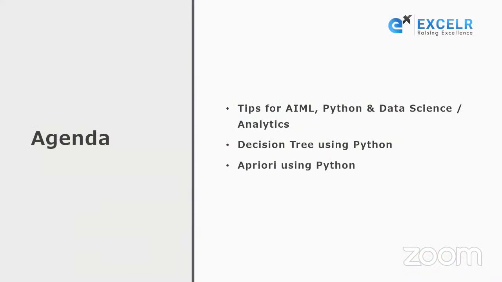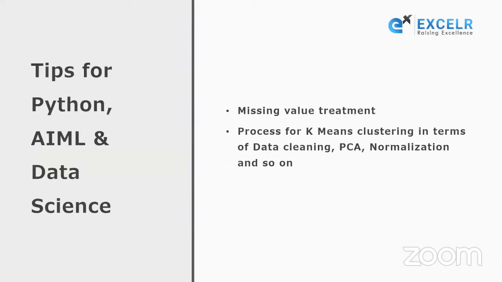Our agenda for today, like always, we start with the last day's tips on AI, ML, Python, and data science, analytics, etc. that we have gathered. Decision tree using Python and apriori using Python is what we are going to see. Yesterday we discussed the process for k-means clustering in terms of data cleaning, PCA, normalization, elbow method, and so on. I hope everybody remembers, right? That is something that we saw yesterday.